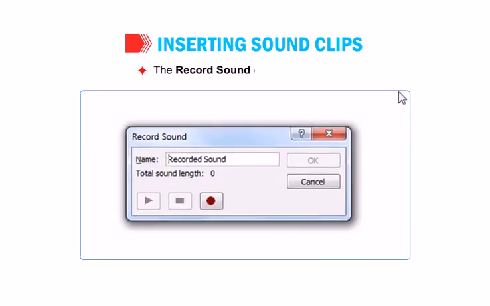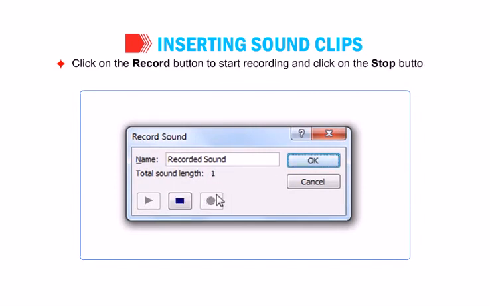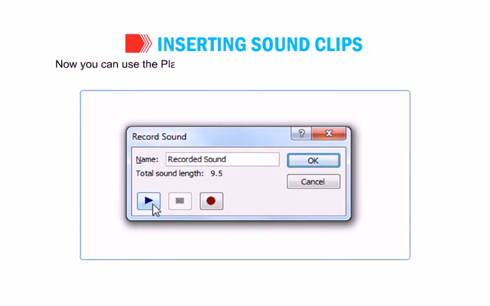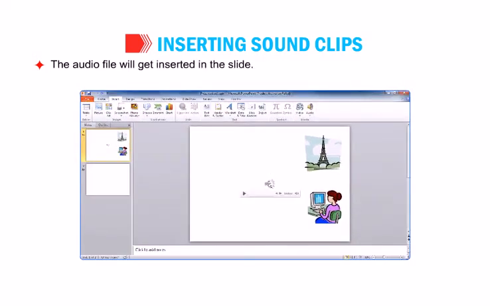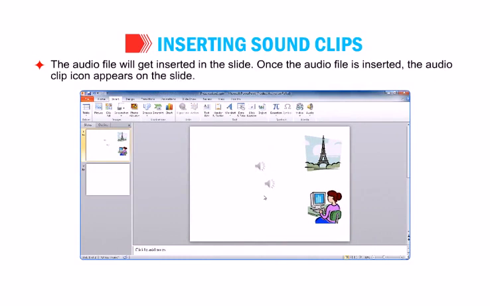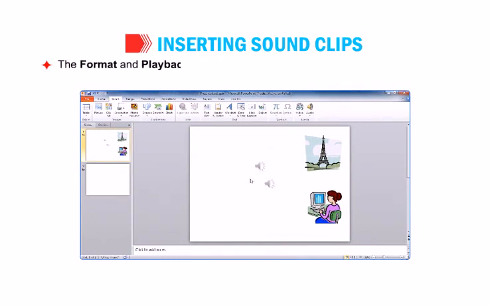The Record Sound dialog box appears. Click on the Record button to start recording and click on the Stop button when you finish recording. Now you can use the play button to listen to the recorded sound. Click on OK if you want to use it. The audio file will get inserted in the slide. Once the audio file is inserted, the audio clip icon appears on the slide. The Format and Playback tabs appear when you click on the audio clip icon on the slide.